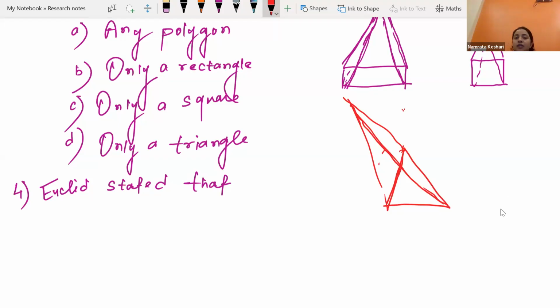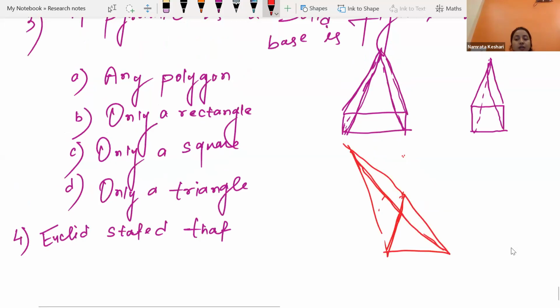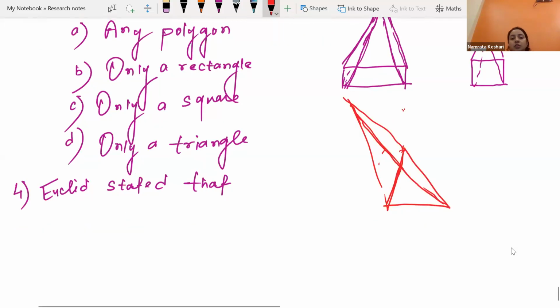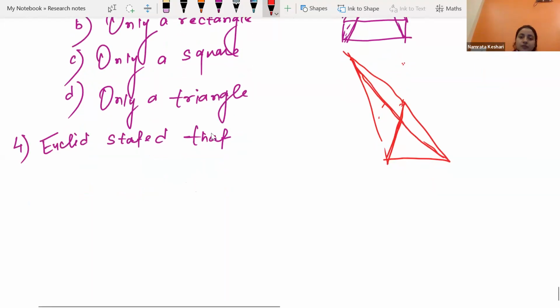Polygon means a closed, bounded figure which is made up of straight lines. That's called a polygon, right? Yes, ma'am. So yes, any polygon can be there.